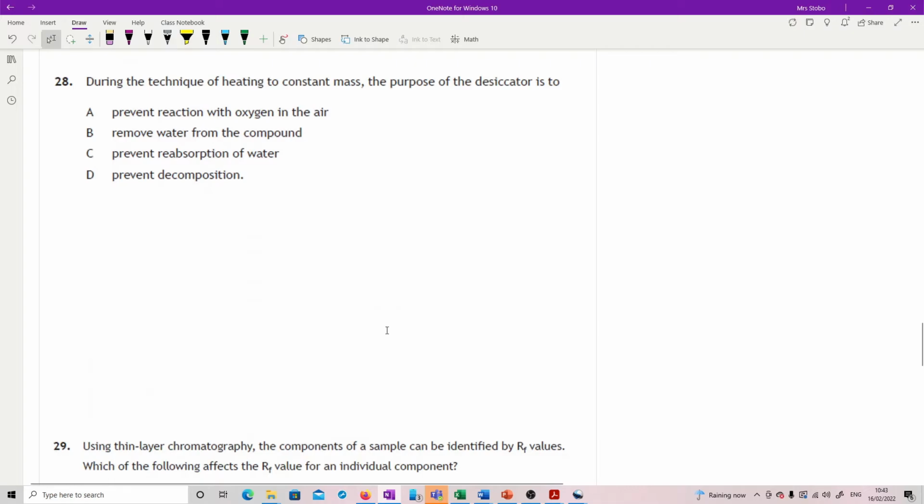28. During the technique of heating to constant mass, the purpose of the desiccator is to do what? So the desiccator is basically, this is a straight KU thing, it's stopping the reabsorption of water by creating dehumidified air. Okay.